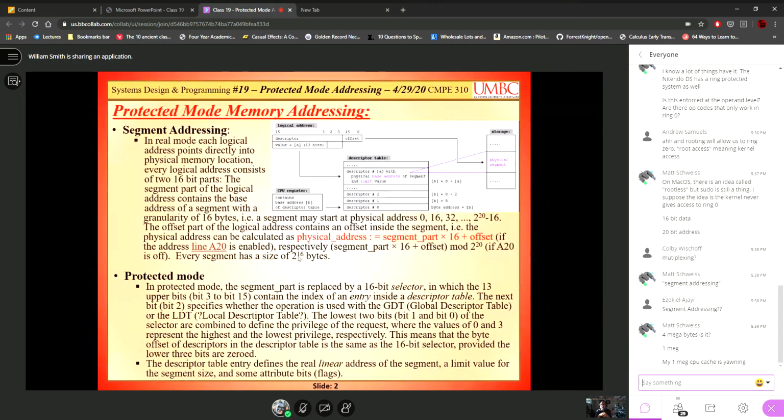Your 1 meg CPU cache is yawning. Yeah, it's probably more than a 1 meg CPU cache these days.